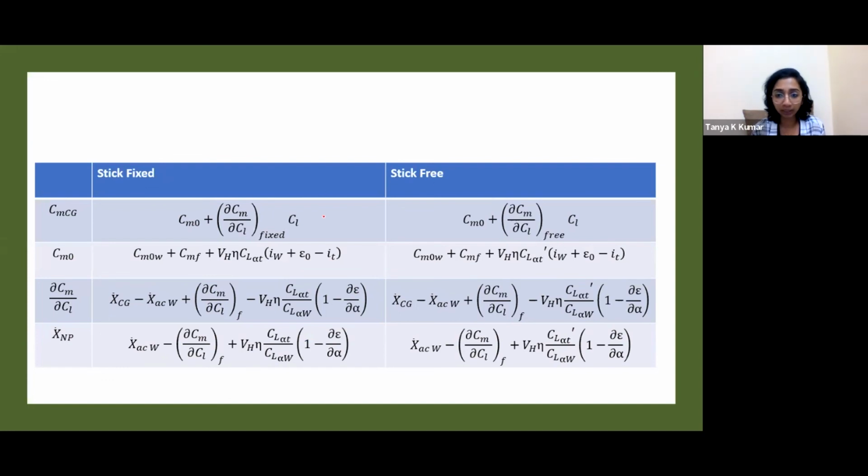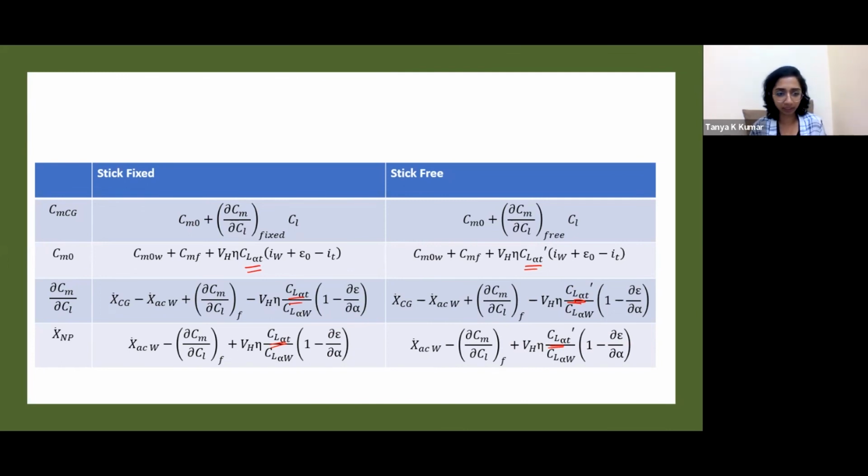As you can see, the only difference comes into play where CL alpha tail is concerned. That is the only difference in all the cases. That is what changes the parameters, that is static margin, X bar AC, everything. So with this, we come to an end. This is our last session.